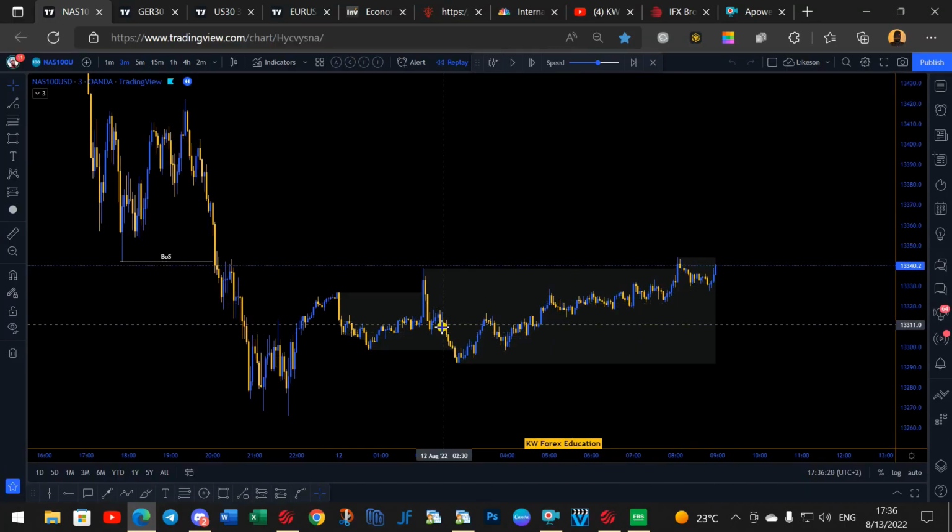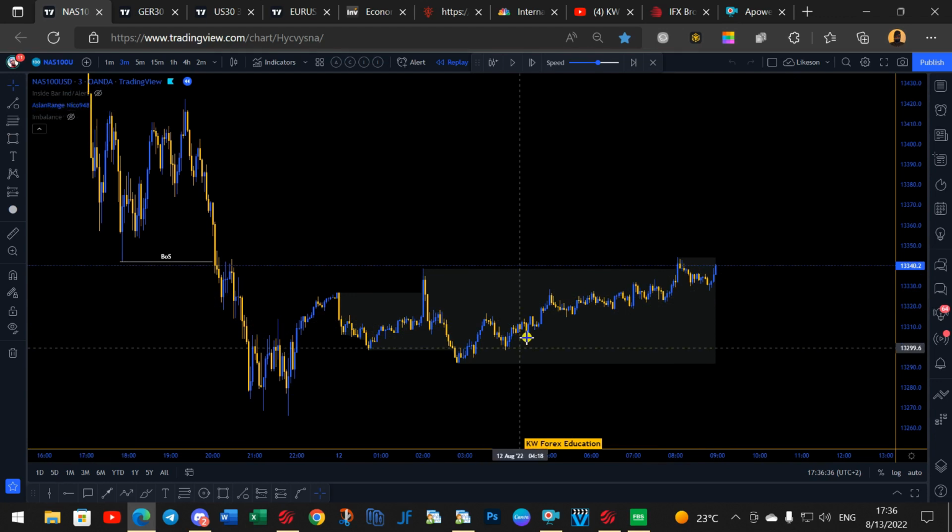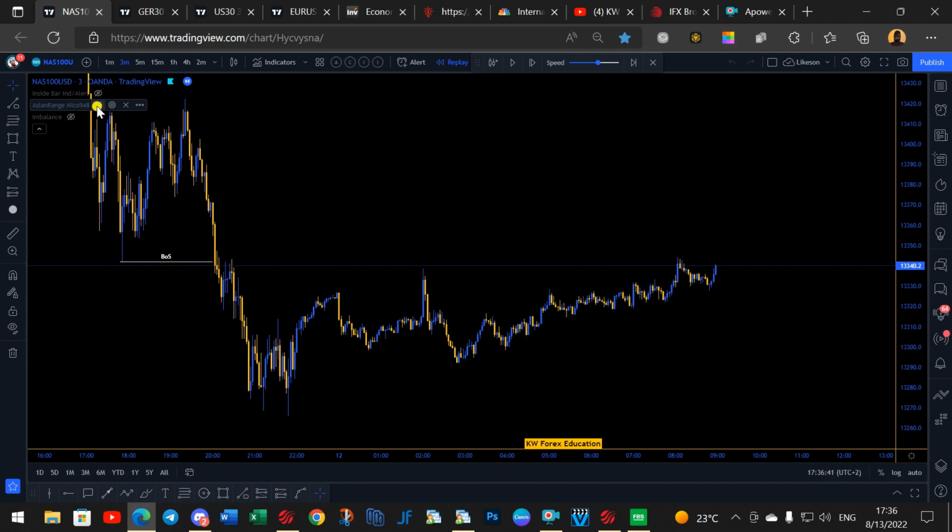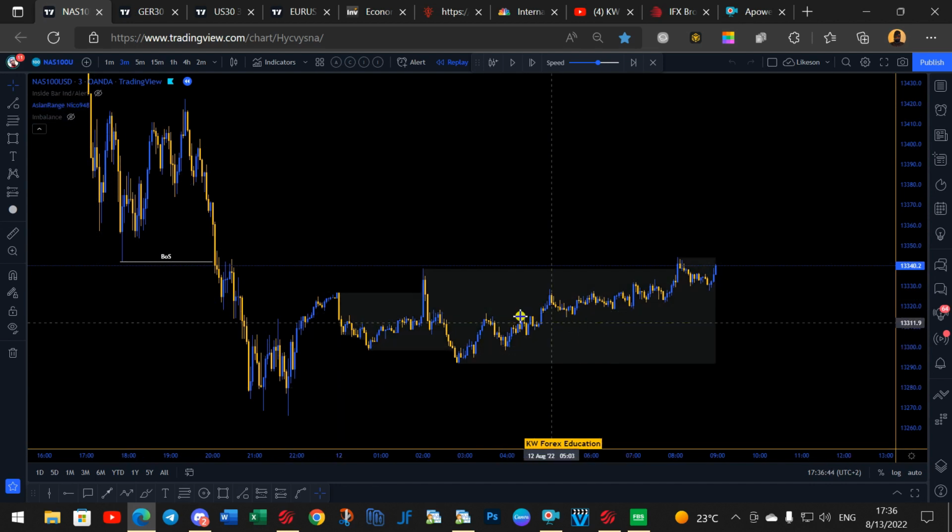This is Asian liquidity or the Asian range. I have two indicators that I always use when I'm trading. I use this Asian range by Nikon 948. It helps me identify the Asian range or Asian session, whatever you're going to call it. And also I use it to check my imbalances, the times when I want to check my imbalances so that I can draw.